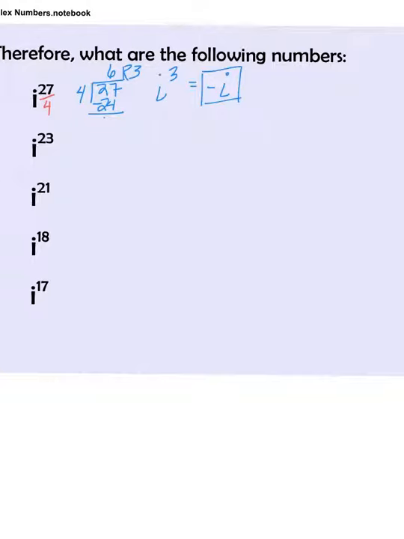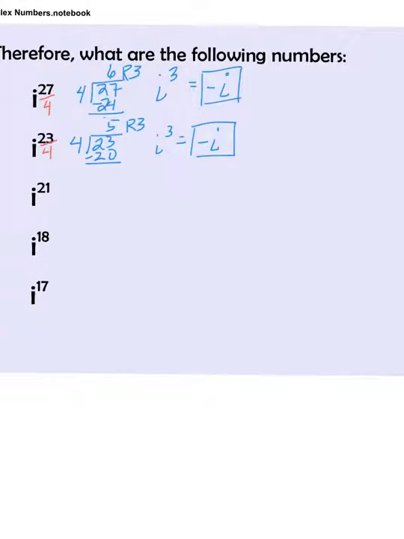All right, so 23. I divide 23 by 4. 4 times 5 is 20. That leaves me with a remainder of 3. So again, that means I have i cubed, which again is -i. So i to the 27th and i to the 23rd both have values of -i.